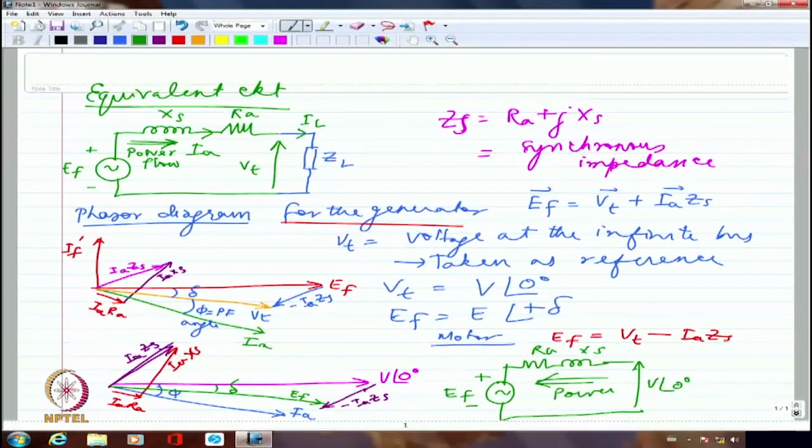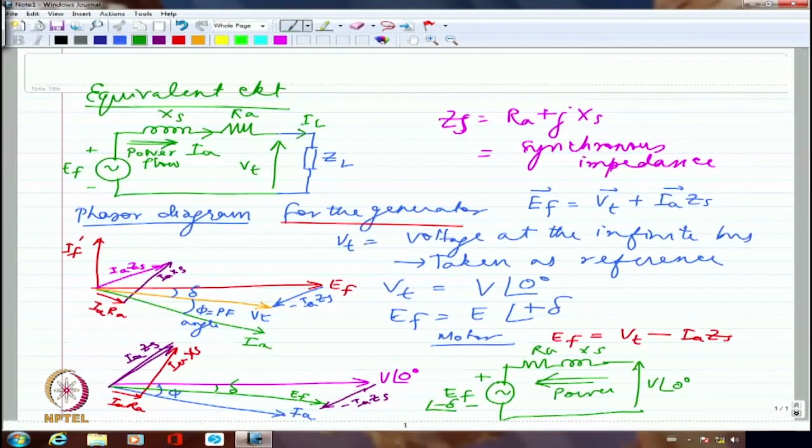So whichever is having a leading angle pushes the power out. In this case EF is having the leading angle, so EF pushes the power back to the mains or three-phase infinite bus. Whereas in the case of motor, I am going to have this as the leading thing, whereas EF is lagging. So I will be able to write this as EF angle minus delta.